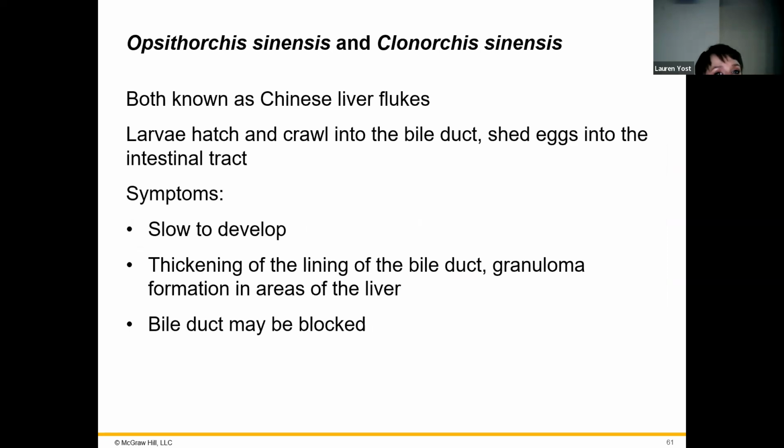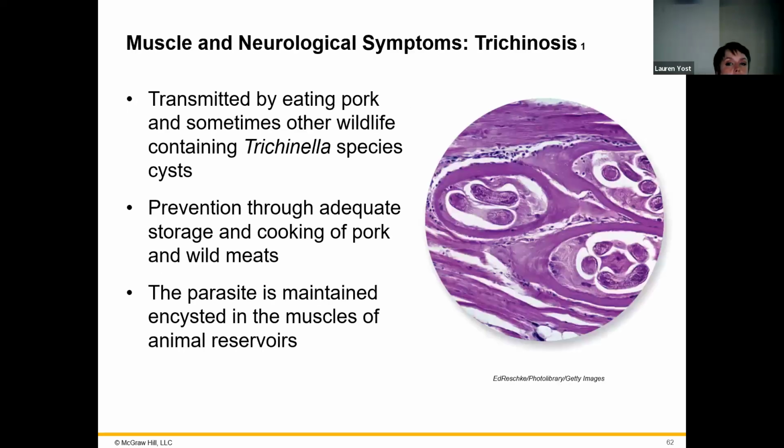We saw these guys in the eukaryote lab as well. These are known as the Chinese liver fluke. They will hide out in the bile duct and can potentially block the bile duct, causing symptoms similar to gallstones. That can lead to hepatomegaly and issues with hepatitis, if that becomes a serious issue.